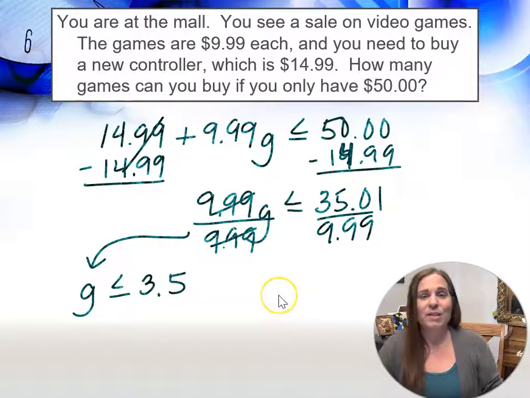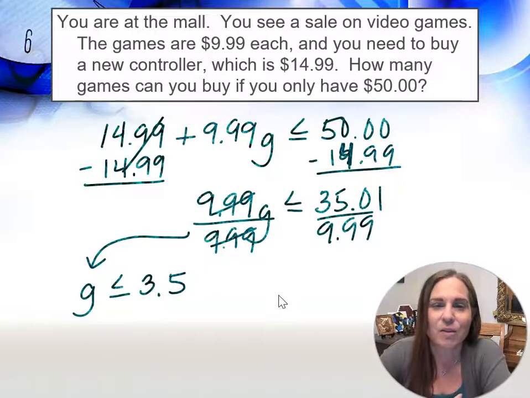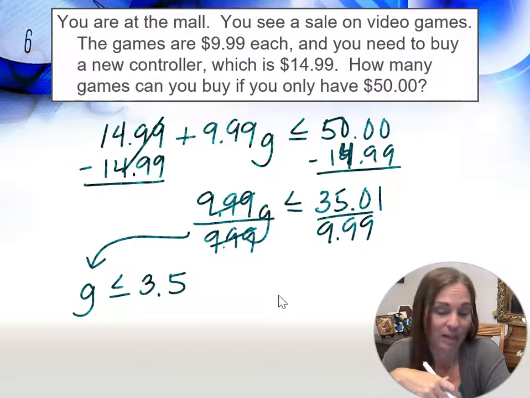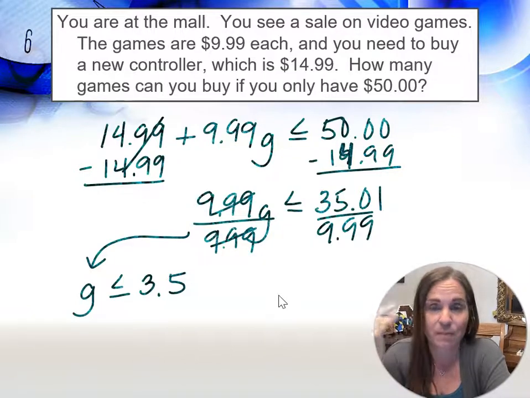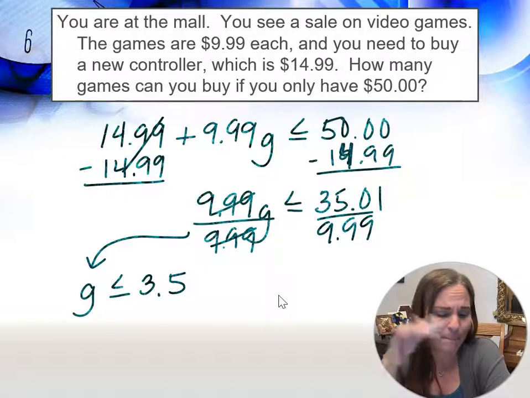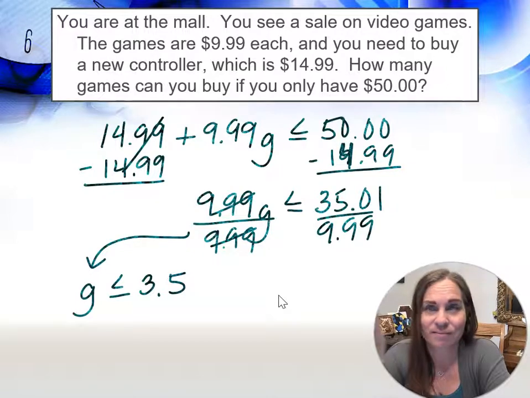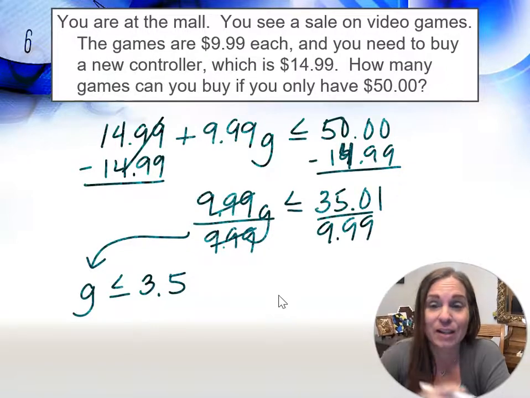Okay. So let's talk about what this means. G is less than or equal to 3.5. Is it possible? And I rounded, by the way. It came out to be 3.5045, so it repeats. But, I mean, is it possible to buy 3.5 games? No, I can't buy a half a game, right? So this means that the maximum amount of games I could buy would be 3, right? I could only buy 3 games.